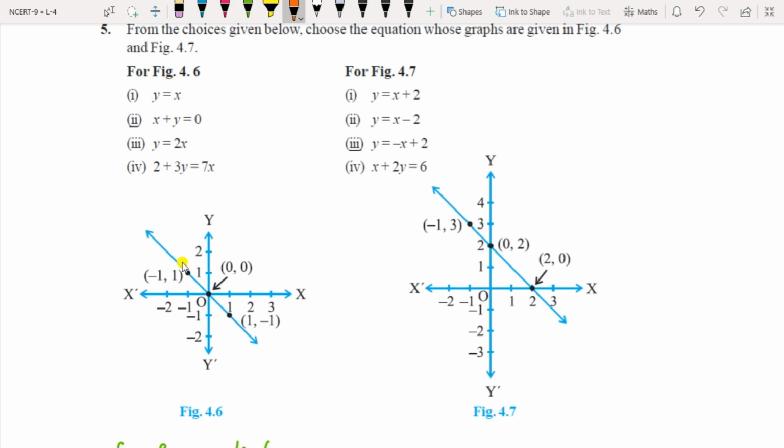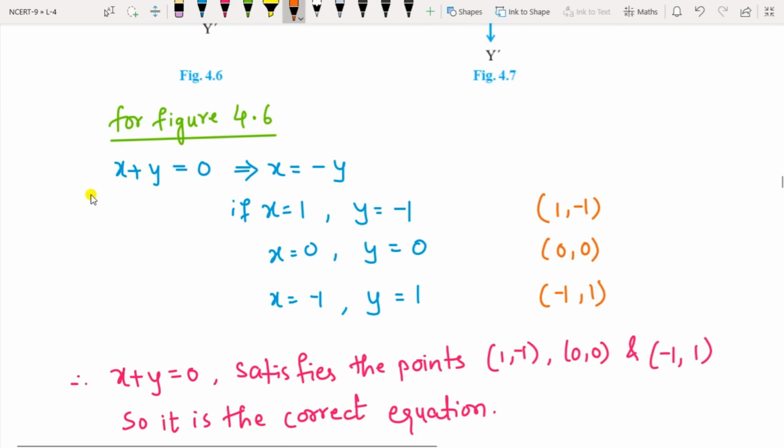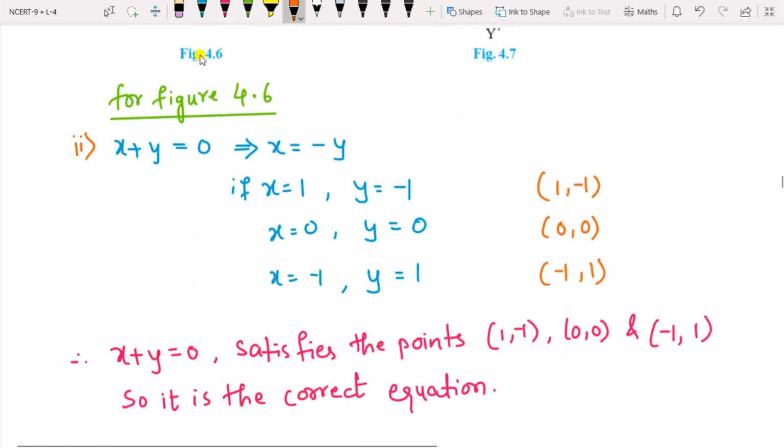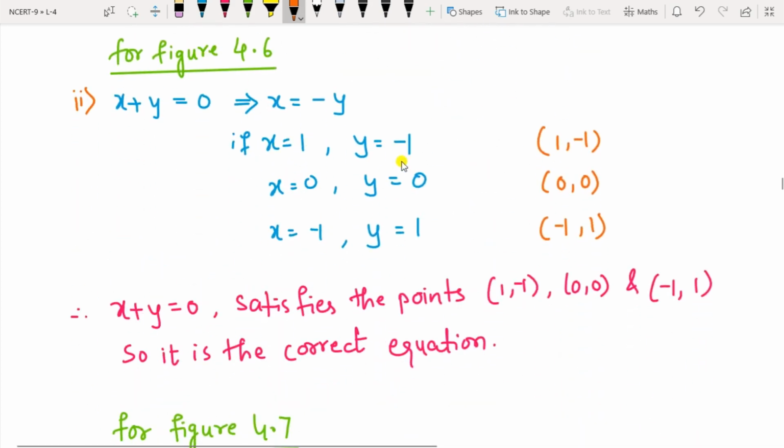So for figure 4.6, these are the 4 equations. Now from these 4 equations, you have to check each and every equation to prove that the given points are true for the given equation. So if these are x, y here, you can see 3 points have been given for x and y. Now if I substitute in the second equation, that is x plus y equal to 0. So if I substitute the given values of x, you get the values of y here. So that is satisfying the equation. So it is the correct equation for the graph.